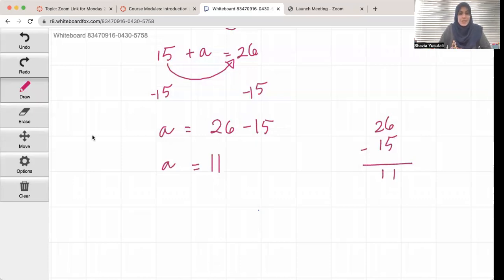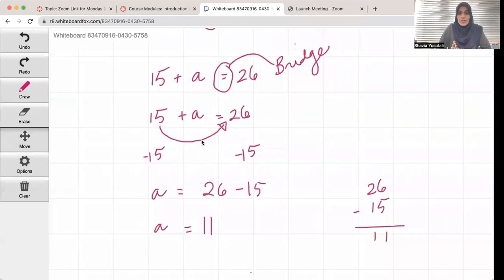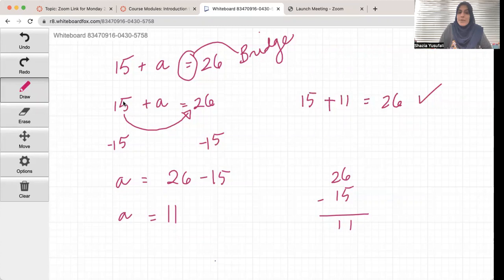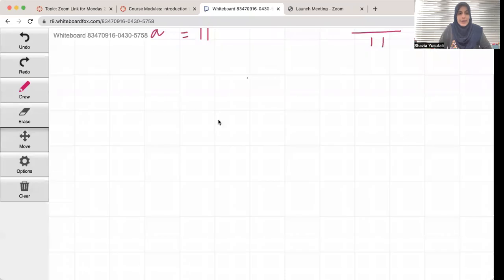Easy peasy. So let's check it. We always check our answers. If I go here, 15 plus 11 is equal to 26. Check. We got that. So to find a missing number in addition, you simply move the number to the other side and you do the opposite and you keep the variables alone. Let's try another one really quickly.